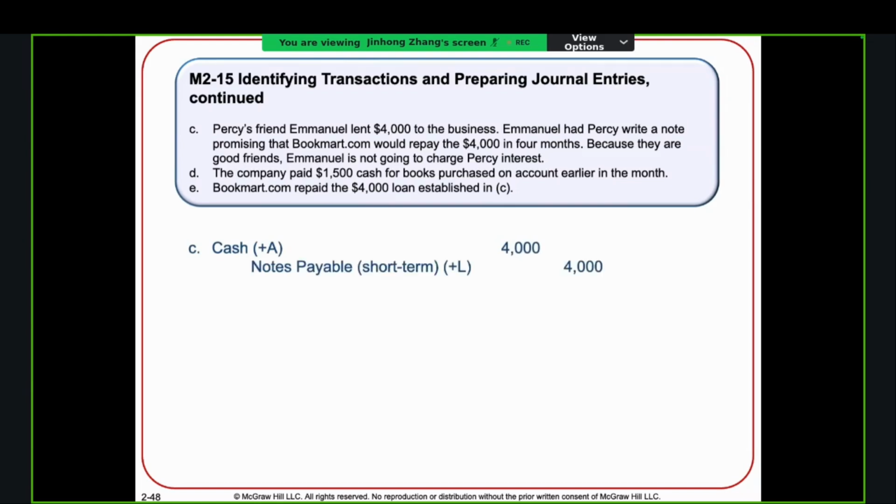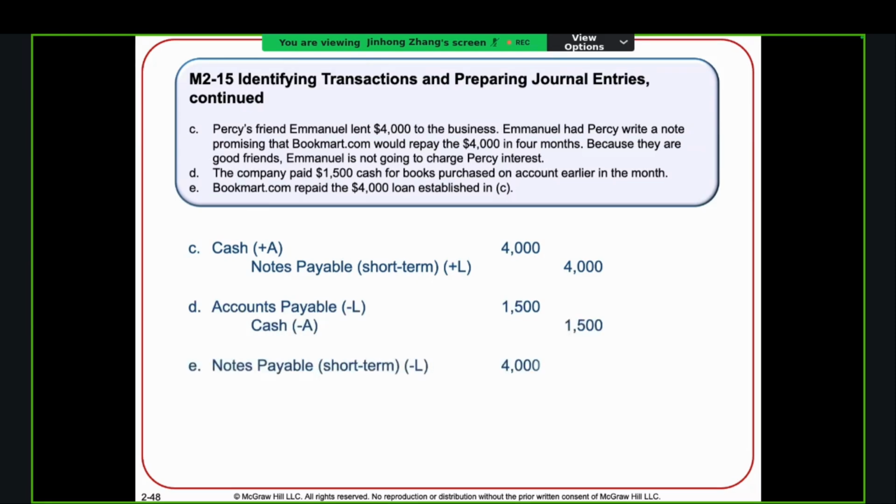The company paid $1,500 cash for books purchased on account earlier in the month. You pay the cash, so of course cash goes out, reduce, right? You credit cash. So basically your accounts payable, this is paid. Okay, so you reduce accounts payable and you reduce cash. Then repaid the $4,000 loan. Okay, so the notes payable gets removed and the cash is reduced, right? Make sense?